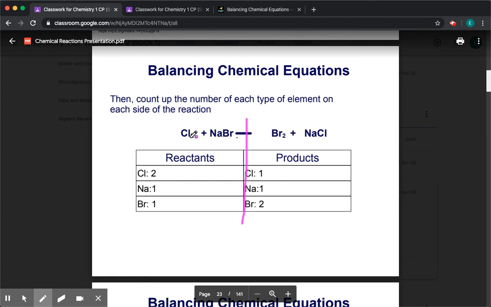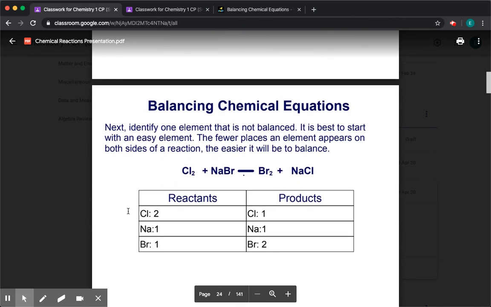Right now, how many of each element do we have? Well, what are all the elements we have? We have chlorine, bromine, and sodium, and it should be the same on both sides. On the left, we have 2 chlorines, 1 sodium, 1 bromine. On the right, we only have 1 chlorine, 1 sodium, and 2 bromines. So the sodiums are balanced already. What's not balanced is the chlorine and the bromine. That's what we need to edit.